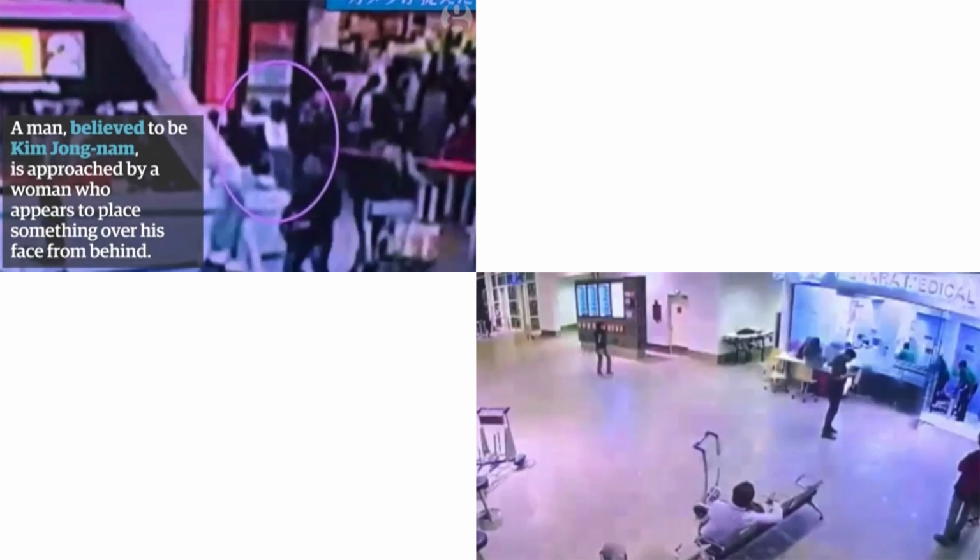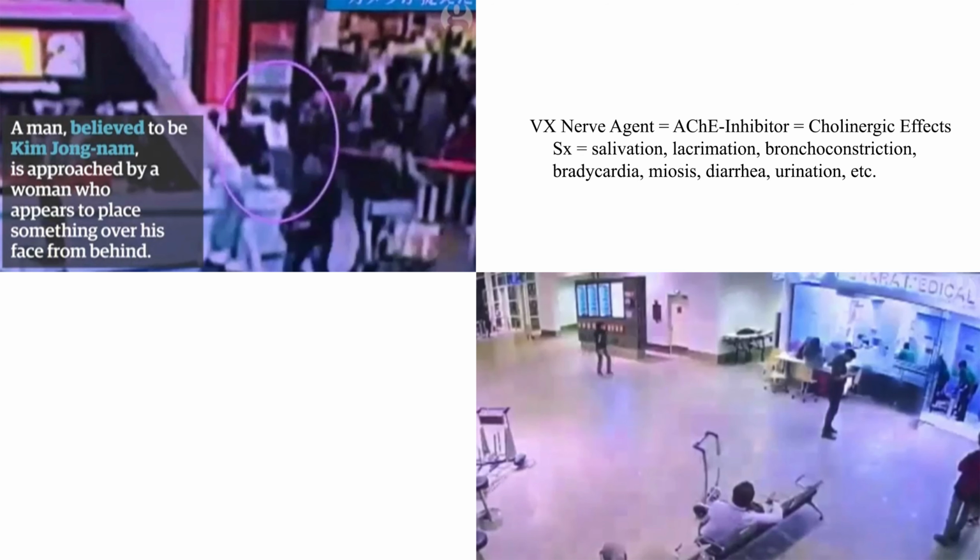It's widely thought that Kim Jong-un had him murdered, and the agent that they used is this VX nerve agent. So it is one of the most potent nerve agents that we know of. It's an acetylcholinesterase inhibitor. So it has cholinergic effects. It's an overdrive of the acetylcholine neurotransmitter. So as you can imagine, these cholinergic effects result in salivation, lacrimation, bronchoconstriction. It's like trying to breathe through a straw. They slow down the heart. They cause pinpoint pupils. And they can induce diarrhea, urination by all these secretions, for example.